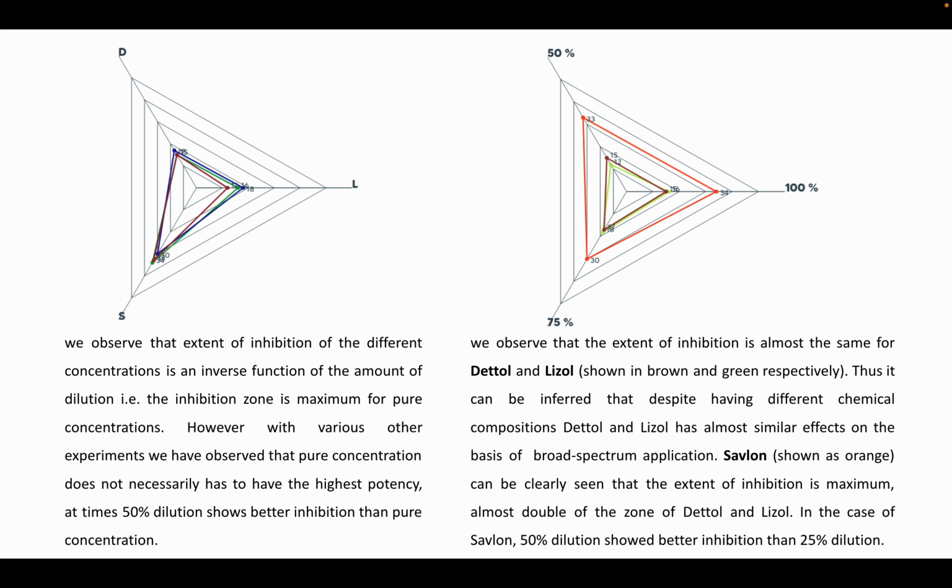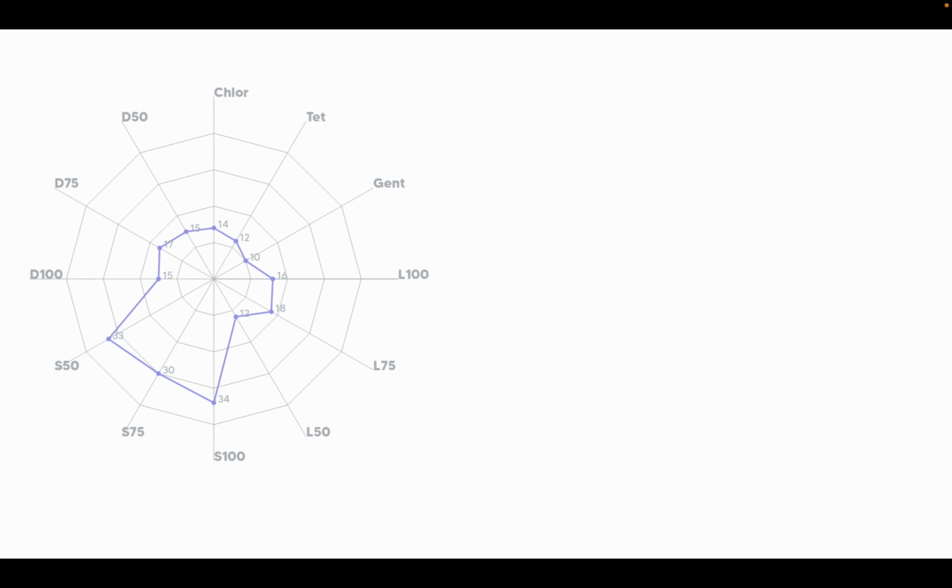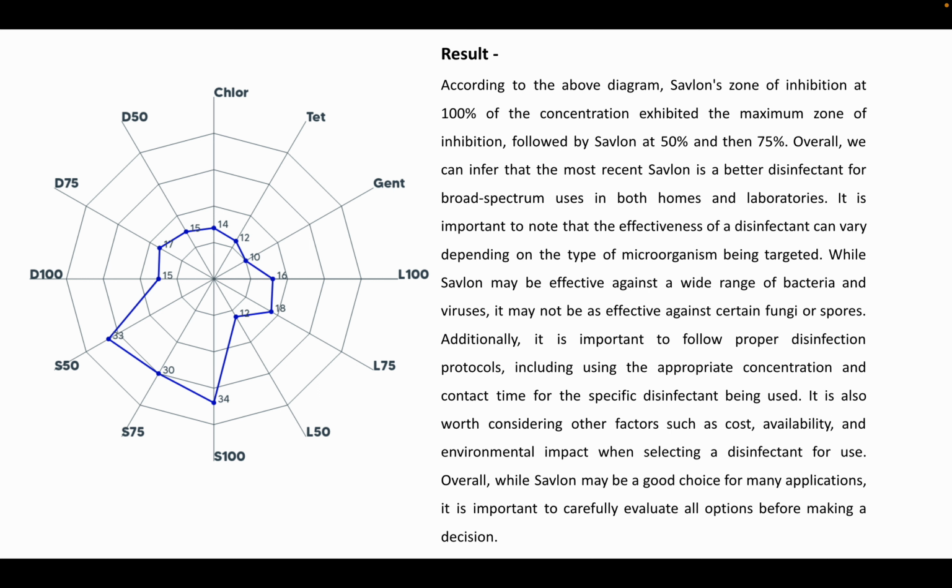Lysol and Dettol coincide on their zones of inhibition, where Savlon at all the three different concentrations show more zone of inhibition than the other two. So this is one of the inferences that we have drawn. Now this is the result that we have come across after all the considerations and the experiments that we have done.